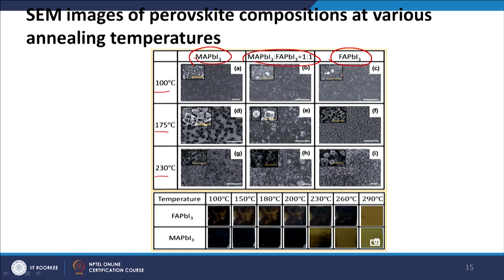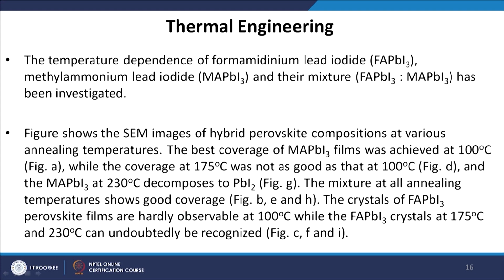In the last figure, we are showing the FAPbI3, the formamidinium-based lead iodide only. Here the morphology is not as good as MAPbI3 or the compositional mixture, but still we get a larger grain size as we increase the temperature. In the lower graph, we are showing systematically how, if we change the temperature from 100 degrees to 290 degrees Celsius, the grains will be different for MAPbI3 as well as for FAPbI3. So, the temperature dependence of formamidinium lead iodide, methylammonium lead iodide and their mixture has been investigated in detail. And the last figure shows the SEM of the hybrid perovskite compositions at various annealing temperatures.